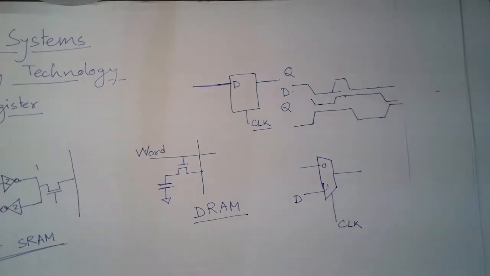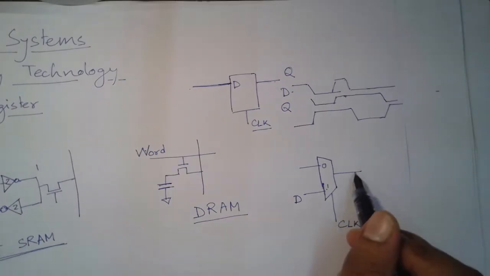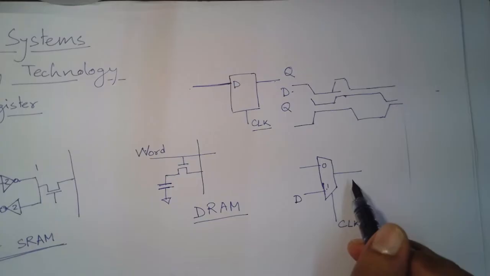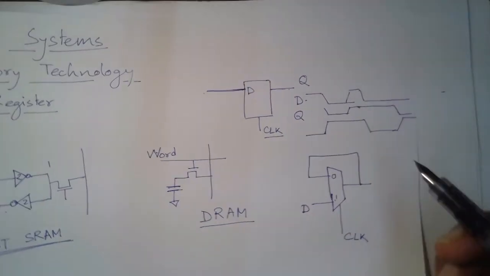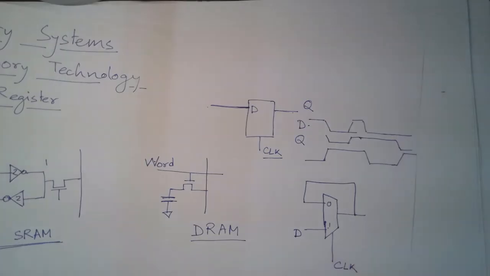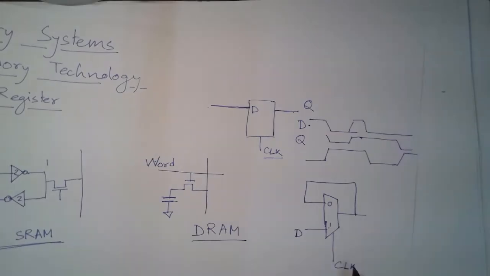Now, what happens if clock is low? If clock is low, whatever was the previous output, that should be my output. So, I will just connect a feedback and say that if clock is low, then whatever was the previous value of output, that should remain as output. So, I will feed it back as input, and this will be supplied as output for the time till clock is low. All right.